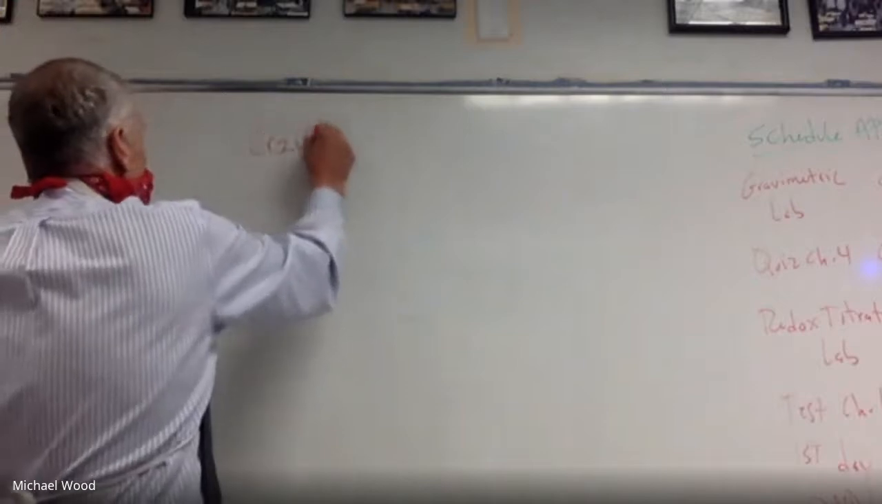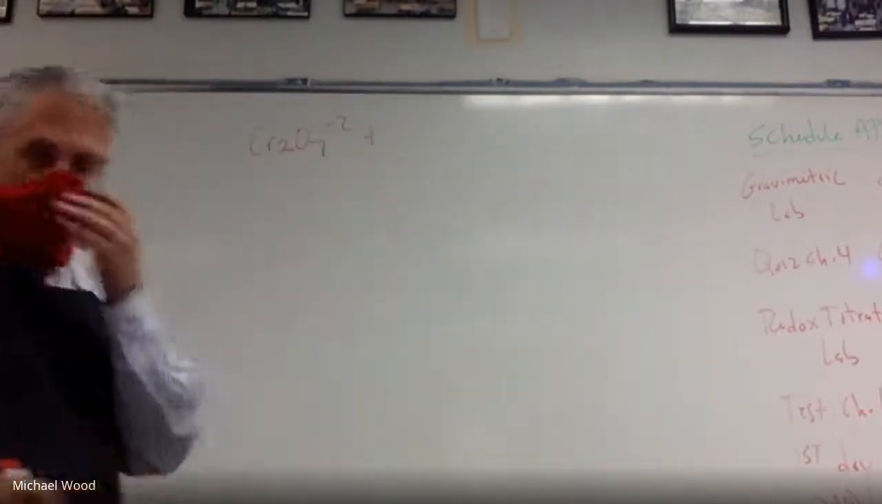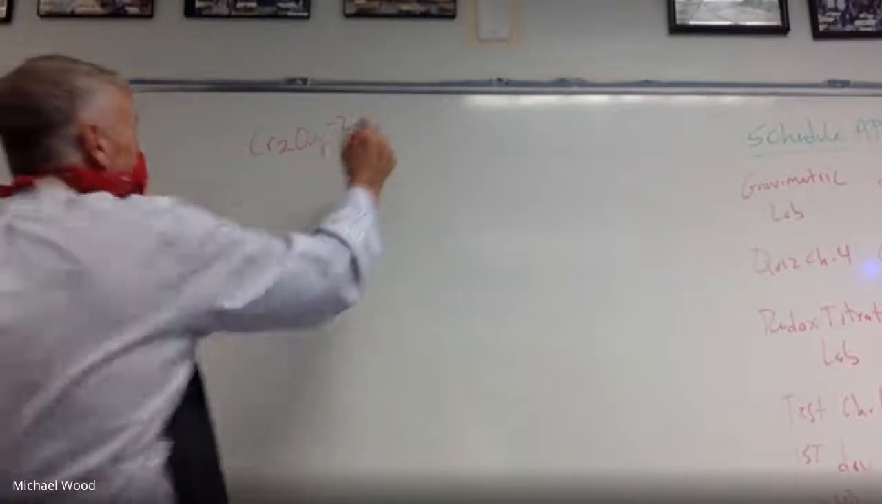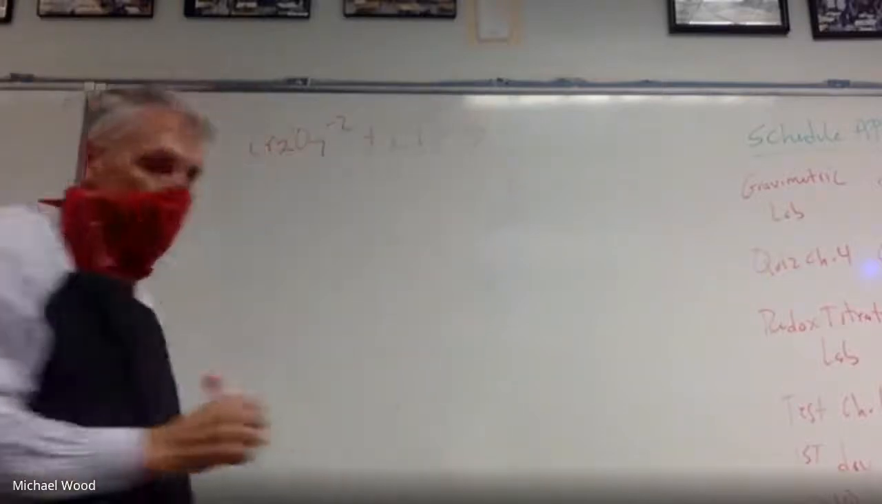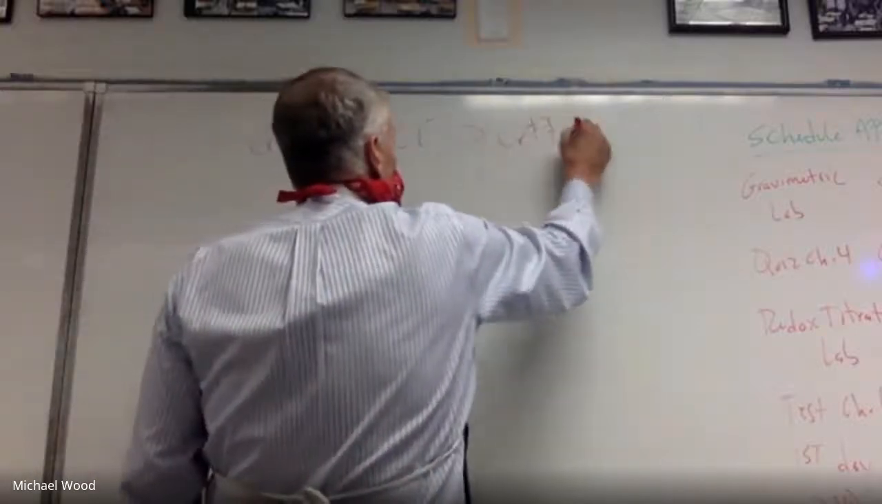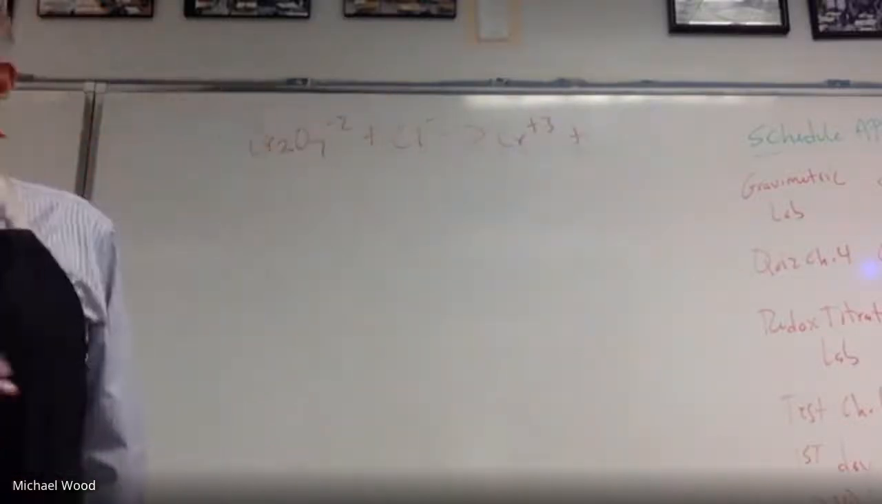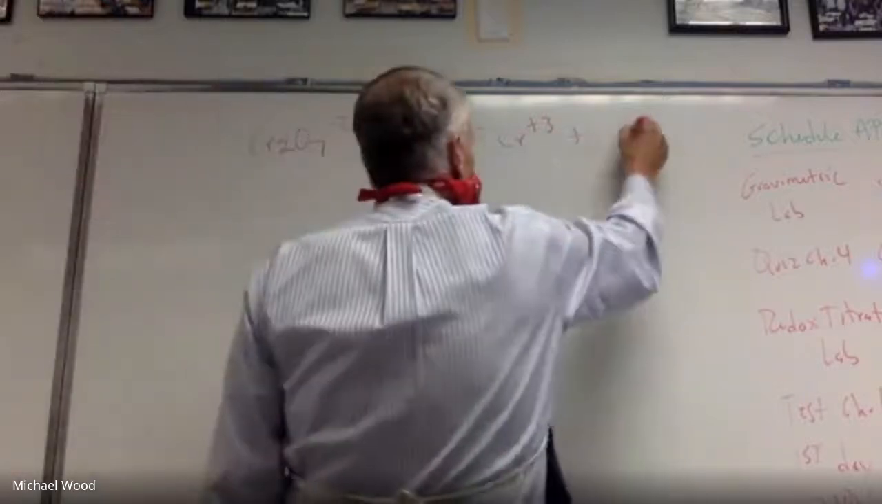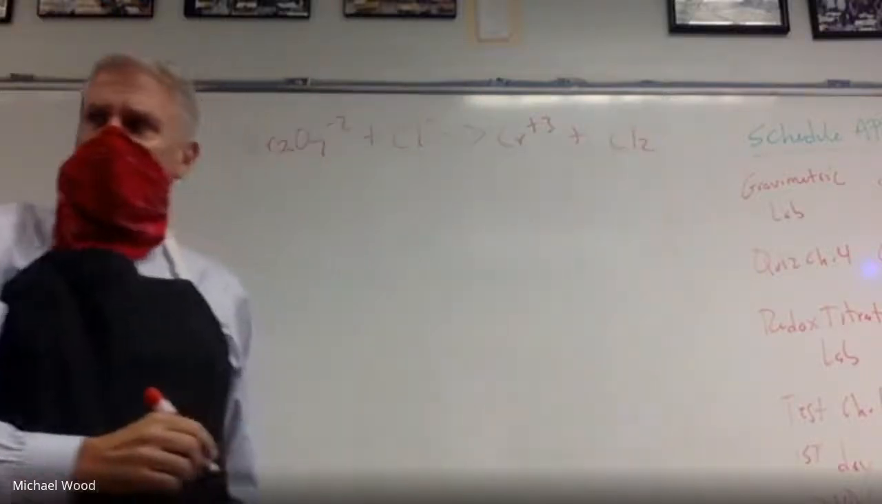Alan, this could have been the one on the quiz. Y'all can tell me. Well, Cl negative 1. Yeah, I just told Alan, I think this one's on the quiz. Cr plus 3 plus Cl2. Is this the one we talked about on the quiz?